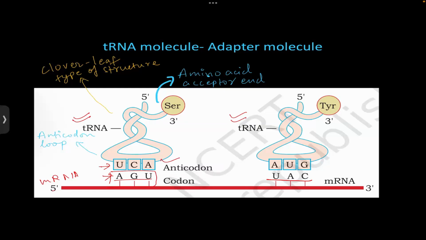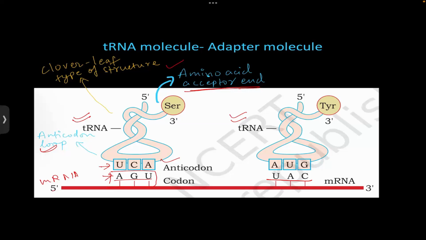So you can see AGU is one codon. What will be complementary to this particular sequence? It will be UCA. This is the anticodon. So at one end of the tRNA molecule, the anticodon is there, and the region that has that anticodon is called the anticodon loop. Whereas at the other end of the tRNA molecule, there is an amino acid that is bound. So this end is called the amino acid acceptor end.